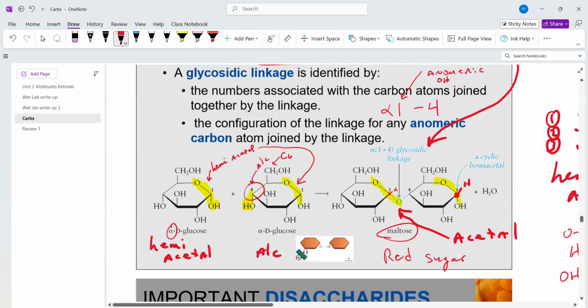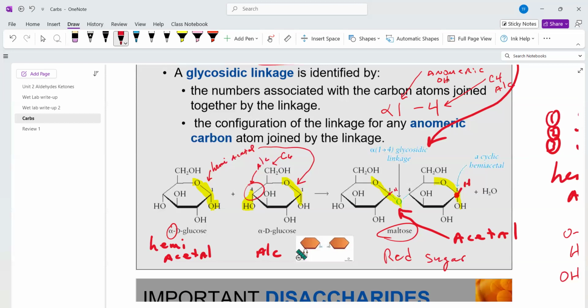This is the anomeric hydroxyl group going up or down. And this is the C4 alcohol that we linked up to on the adjacent monosaccharide. So it's an alpha 1,4 glycosylic linkage. If it was a beta 1,4 glycosylic linkage, it would not be maltose. It would be something else.